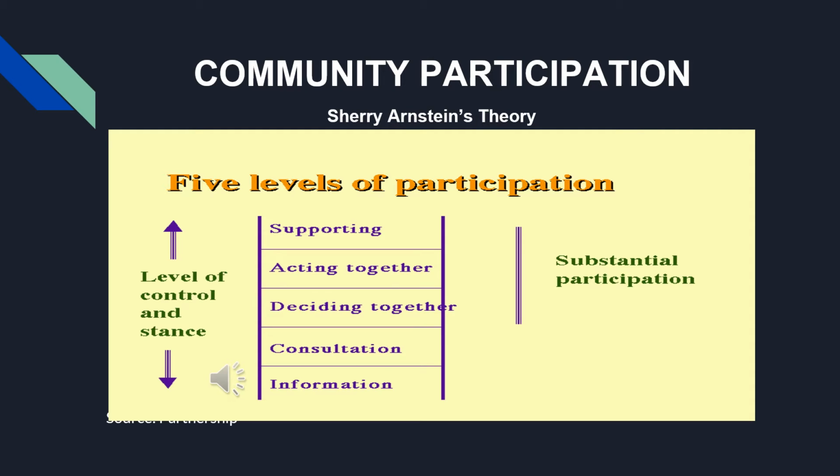Now, as you can see on the slide, the group has adopted Sherry Arnstein's theory to help reflect on the different levels of community participation. The 5 levels of participation was adopted from Sherry Arnstein's original 8-rung ladder of participation. With reference to the National Trust of Fiji's strategic plan from 2008 to 2012, the participation levels that have been reflected are information, consultation, acting together, as well as supporting.